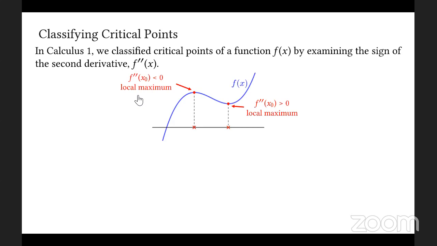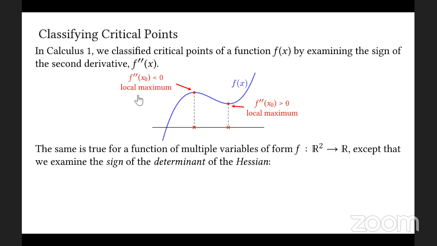Classifying critical points. We classified critical points. One way we classified critical points in Calc 1 was by using the second derivative test. So we examined the sign of the second derivative at a point, and if the second derivative were negative, then it were a local max, and positive, local min. Oh, I wrote local max twice. That's obviously not true. My bad.